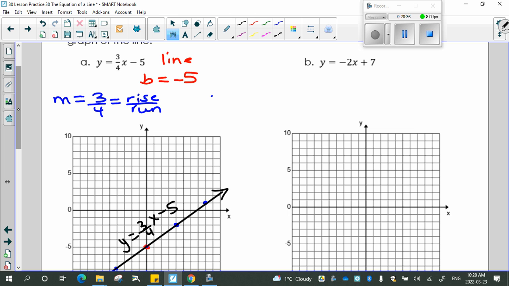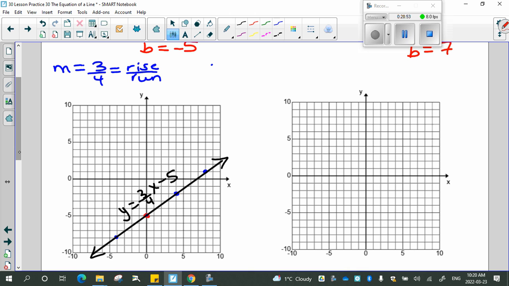Okay, next one. Who can tell me what the y-intercept is for B just by looking at the equation? +7, yes. So I go to my y-axis and I put that point on my graph. So +7, 1, 2, 3, 4, 5, 6, 7. I know that point's on the graph, so I put it there on the graph.